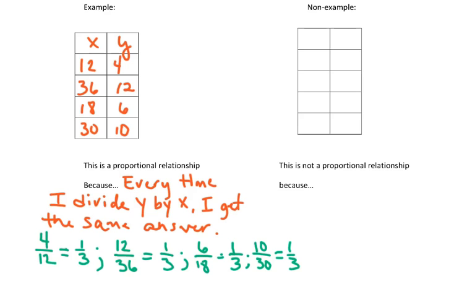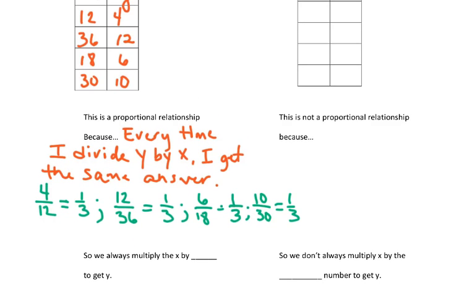So that means that in that table, we always multiply the x by 1/3 to get the y. And since we always multiply by the same number to get the y, then that means it's a proportional relationship.